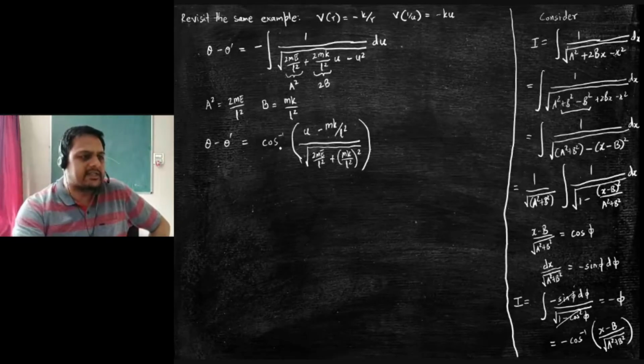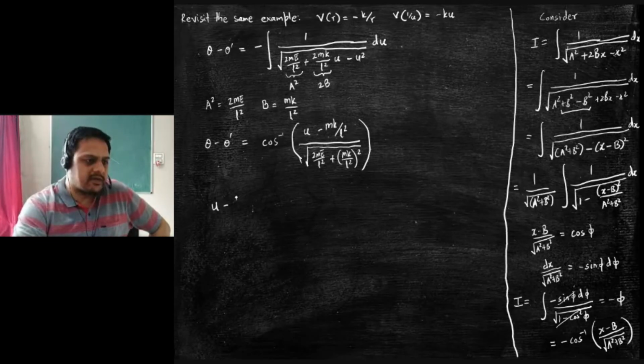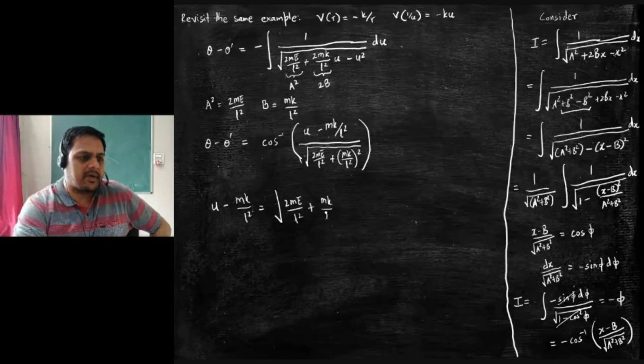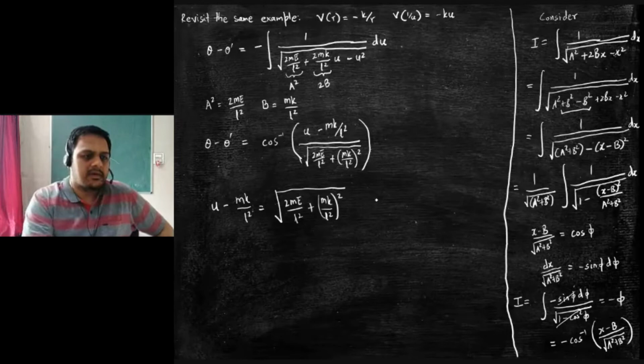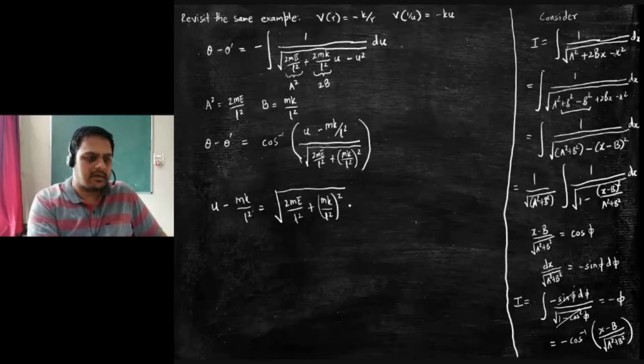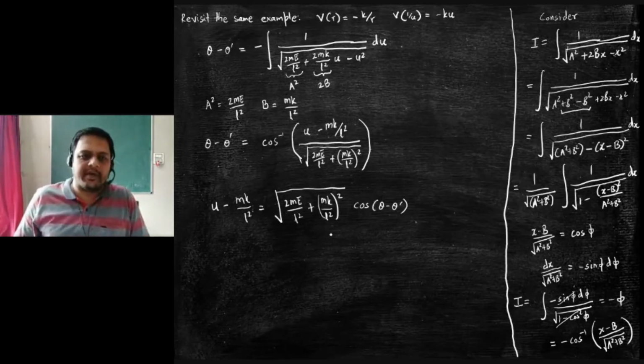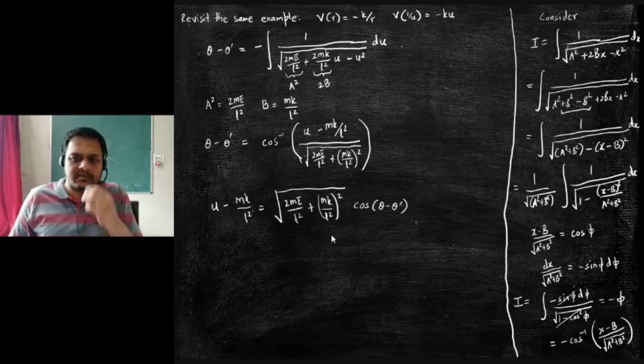Now let us quickly rearrange this. Let us take the cos on the other side and also take the denominator on the other side. You will get u minus mk by L square is equal to square root of 2mE by L square plus mk by L square the whole square, times. Can you recognize something from here compared to your previous derivation which you got in terms of the differential form?